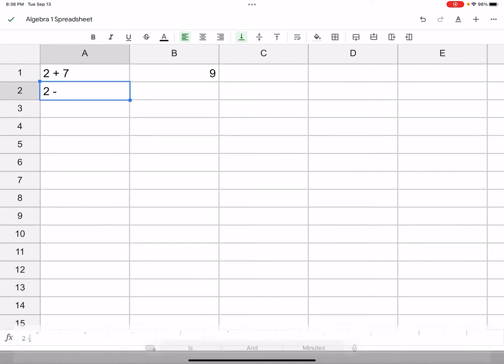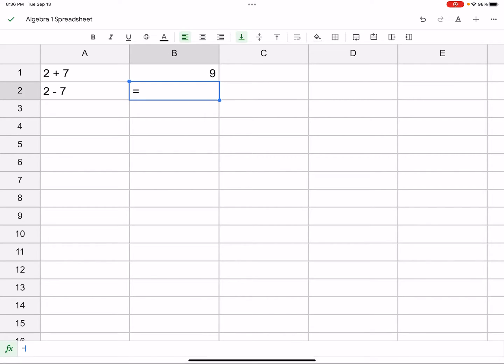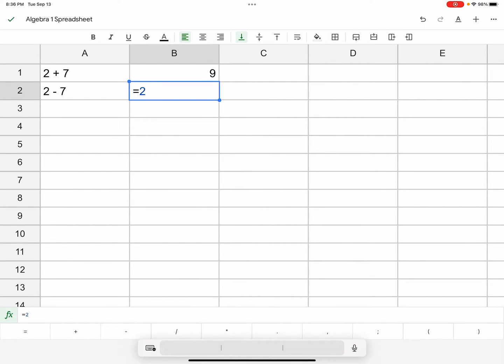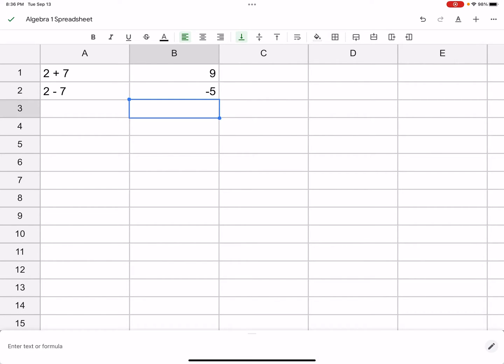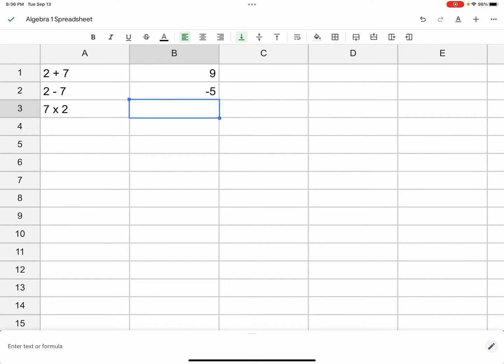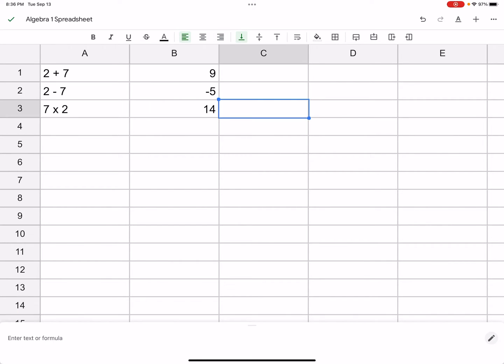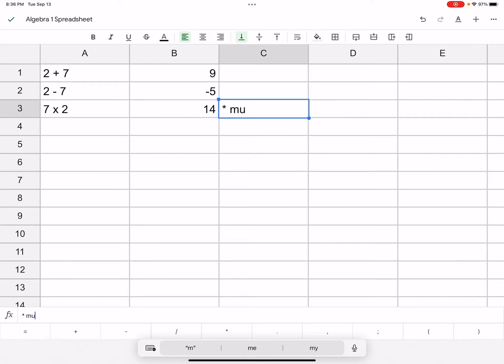The next one is 2 minus 7. As an equation, if we're going to use the spreadsheet as a calculator, I'll type the equal sign and then 2 minus 7 and enter. And there we have our solution. The next one is 7 times 2. As an equation, we're going to do the equal sign, and it'll be 7. And recall the little star above the 8, that is our multiplication. So 7 times 2 looks like that, and equals 14. So we know that the star means to multiply.